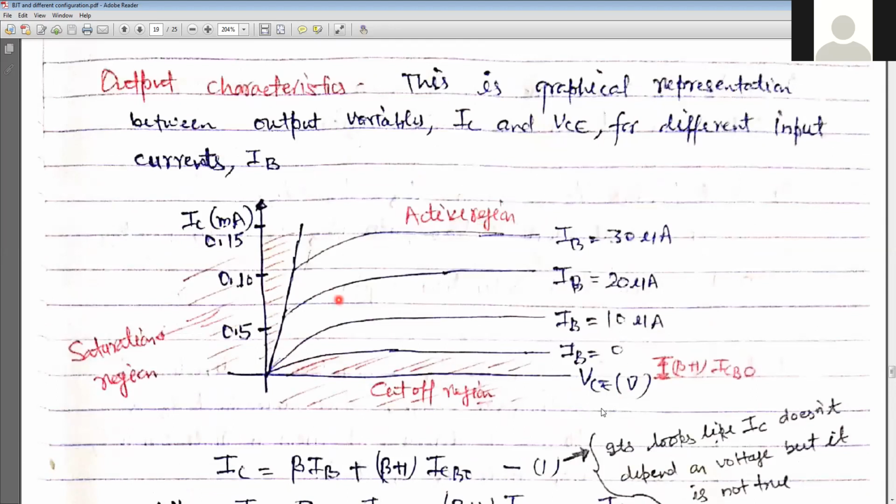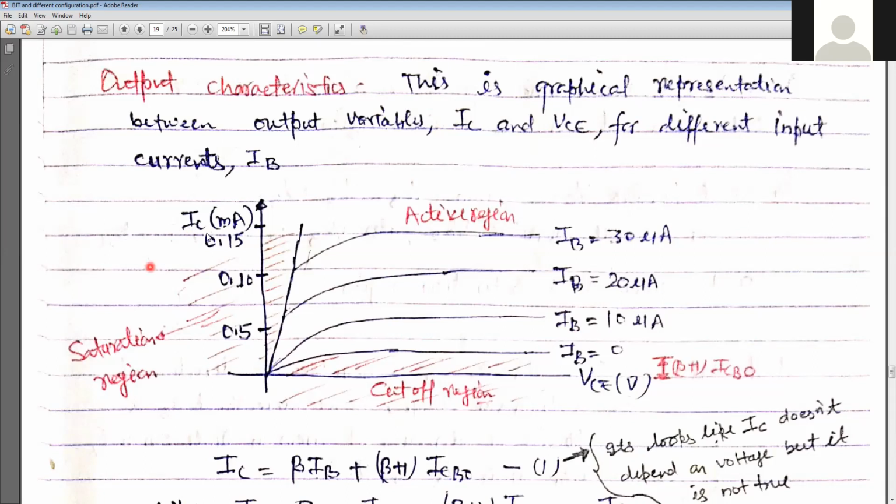Because here the common is the emitter, the output is the collector, so the collector voltage. So the curve you are drawing in the output characteristics for the common emitter is IC and VC. For the common collector, we should draw between IE and VC. But I told you IE and IC are the same because alpha is near about one. So instead, I am drawing the curve between IC and VC, and for different IB, hence the output characteristics of the common emitter and common collector are the same.